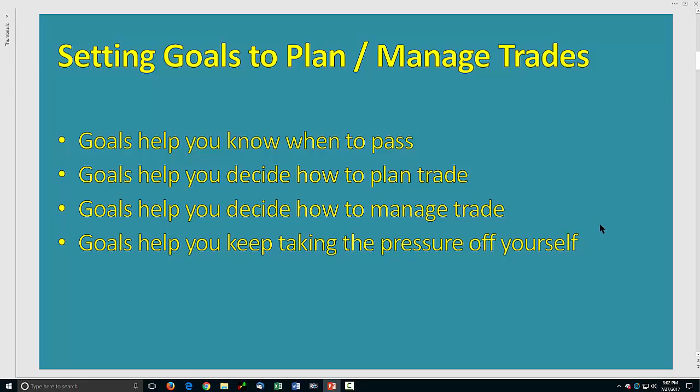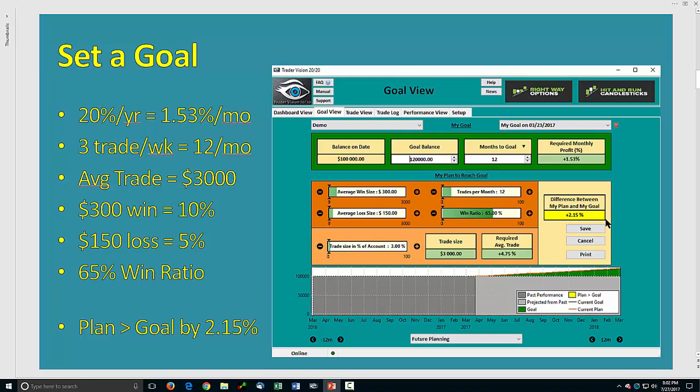And that sounds esoteric if you don't know what I'm talking about or if you haven't used version 1 of TraderVision. So let me show you what I'm talking about. I just did an example here to make it very easy. I used some straightforward numbers: $100,000 account with $120,000 goal within a year. That's 20% gain, which is about 1.53% per month. That seems very achievable, and that is a nice entry-level goal.